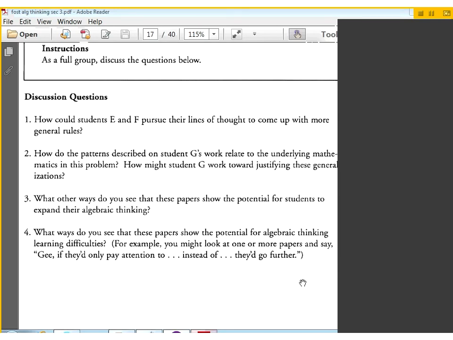No. But I like the way that they did the remainder. Yeah, they understood remainder. That's a pretty important idea.